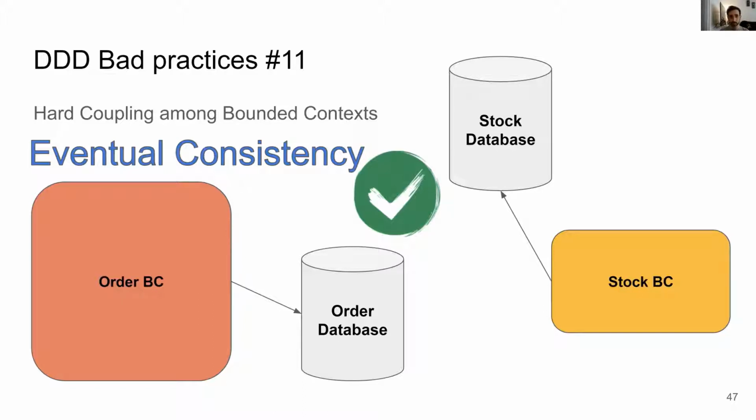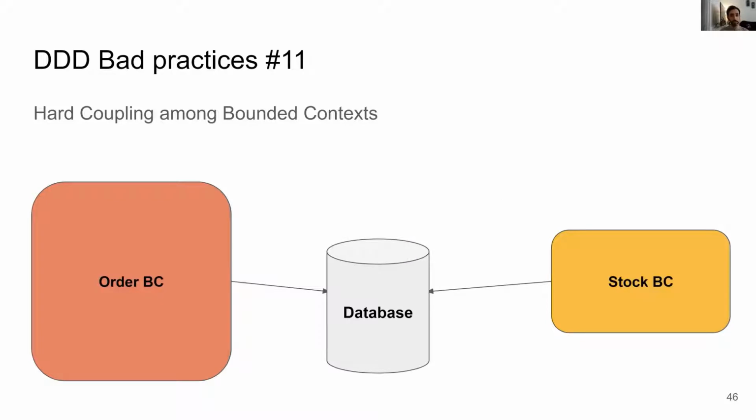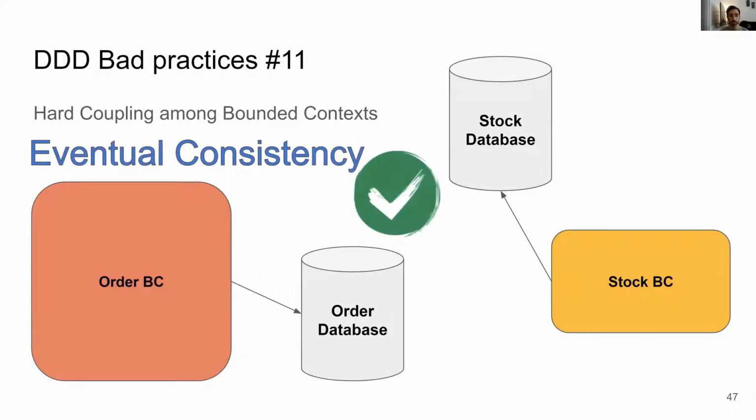But how can we decide if we need eventual consistency, or we need these kinds of systems where bounded contexts use the same data? The response to this question is not to be decided by technical teams, but by the business experts.